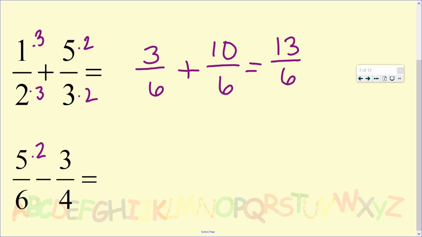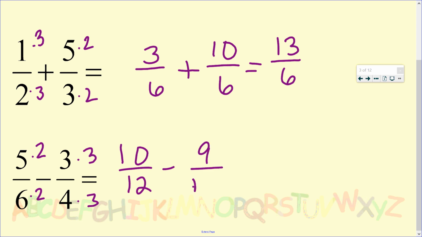So I'm going to multiply top by 2, bottom by 2 here. That gives me 10 twelfths. And then I'm going to multiply this guy by 3 to get the 12 on the bottom. 9 twelfths, which gives me 1 twelfth.